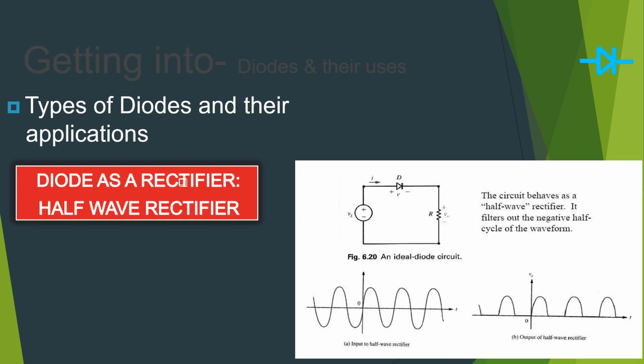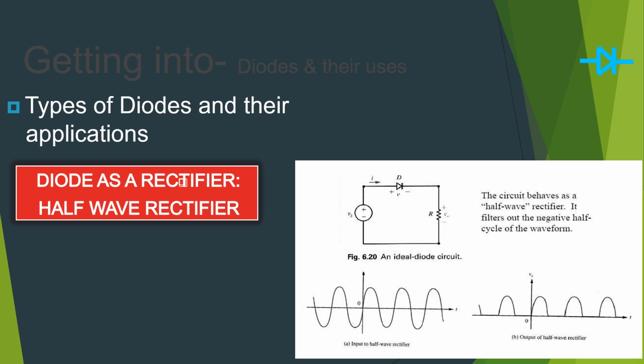Moving to the next slide, we will be discussing the types and their applications. Diode as a rectifier, or specifically a half-wave rectifier. The circuit behaves as a half-wave rectifier. It filters out the negative half cycle of the waveform. In the diagram, we can see an ideal diode circuit, and there are two graphs given. The first one is the input to the half-wave rectifier and the second one is the output of the half-wave rectifier.